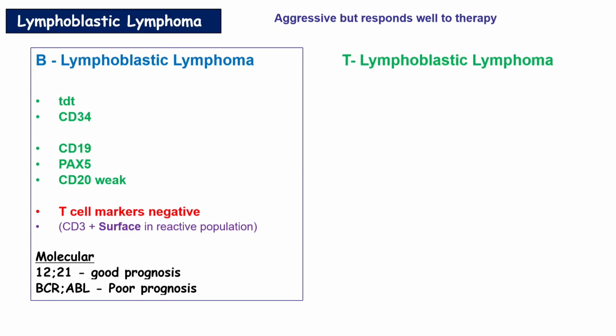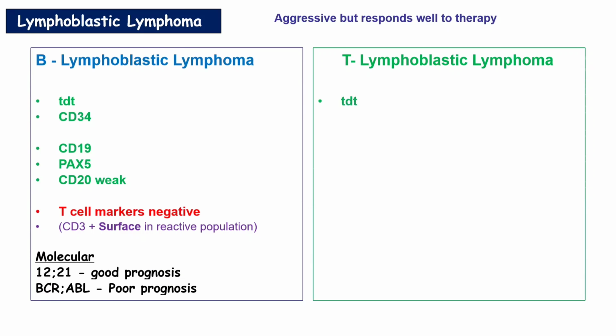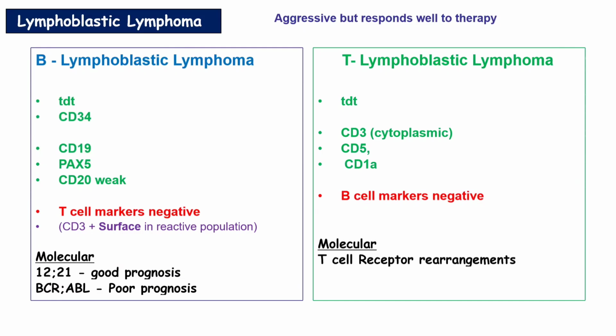For T-cell lymphoblastic lymphoma, again, TDT will be positive. It is the marker for blasts, for primitive cells. CD3 will be positive, but now it will be cytoplasmic, as compared to the CD3 positivity on the surface in the B lymphoblastic lymphoma. Other T cell markers will be positive: CD5, CD7 can be positive, CD1a is going to be positive. B cell markers will be negative. The molecular shows TCR rearrangement; T cell receptor rearrangements can be seen.